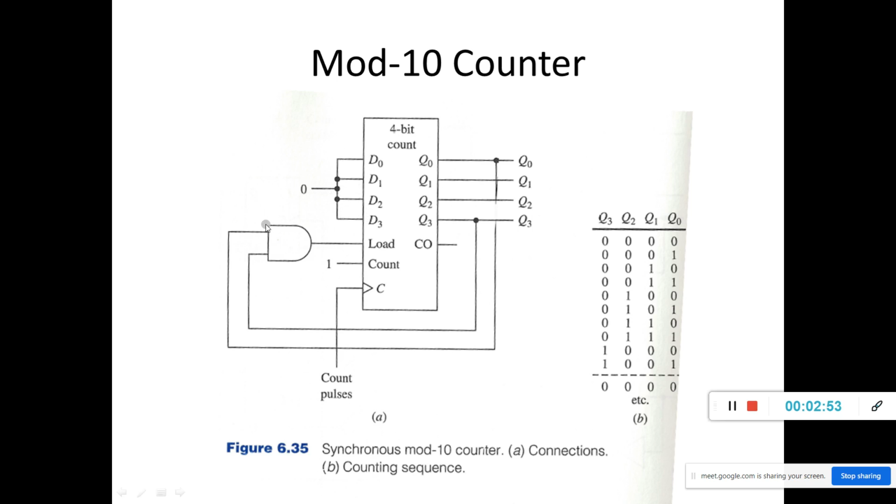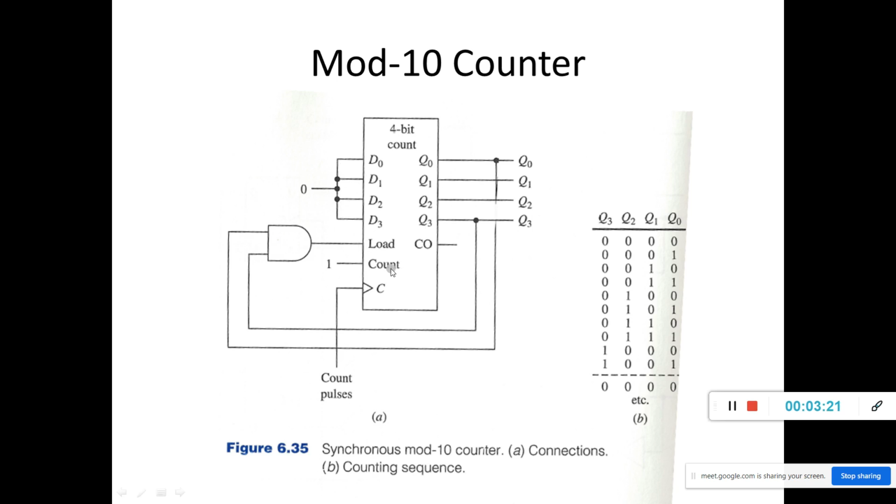Okay, so once it reaches 1001 state, that means Q3 and Q0 become 1, the output of the AND gate becomes 1. It is given as an input to the load. Load becomes 1 means the D0, D1, D2, D3 inputs are loaded with 0. On the positive edge occurrence of the clock, the D0, D1, D2, D3 will be loaded with 0.